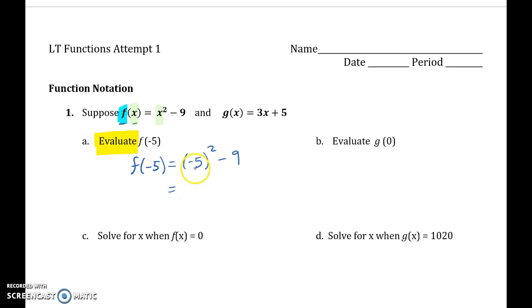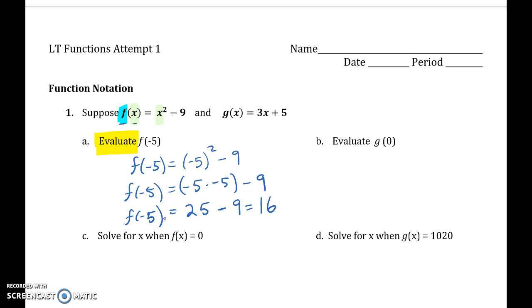Notice I put parentheses around the -5 so that when I enter it in my calculator, it knows I'm multiplying -5 by itself. The calculator needs to be able to do -5 times -5, and so we tell it to do that by putting it in parentheses. A negative number times a negative number is a positive number, so we have 25 minus 9, and that results in 16. So I'm going to fill in this side of my equation. 16 is my final answer. A function of f with an input of -5 results in an output of 16.